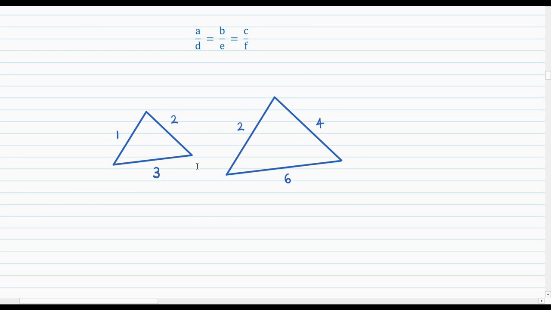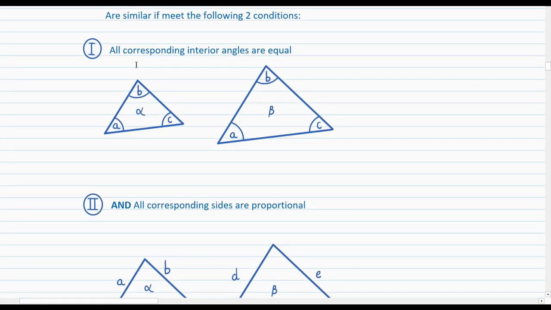And these triangles are similar because the fraction of the first side for the first triangle relative to the first side for the second triangle is 1 over 2. For the second side it's 2 over 4, and for the third side it's 3 over 6. All of which would just simplify down to 1 over 2. So that's the idea of corresponding sides being in proportion. And another thing to note is that for two shapes to be considered similar, they have to meet both conditions, meaning that all the corresponding interior angles have to be equal and all the corresponding sides need to be proportional.